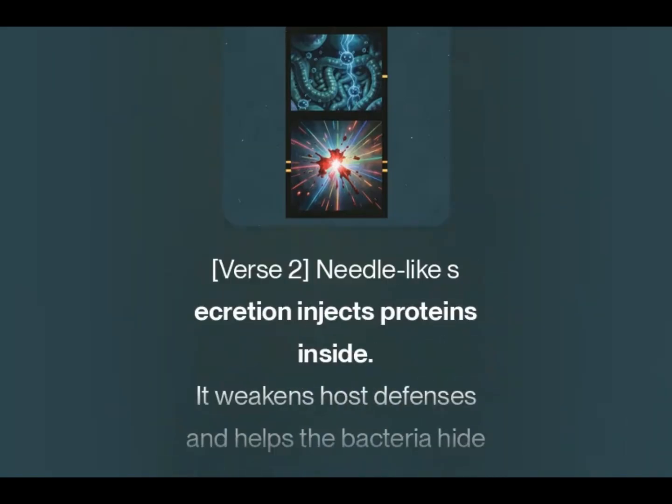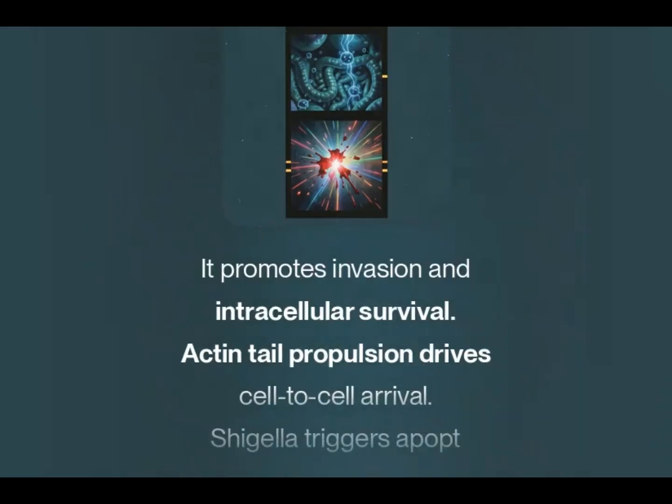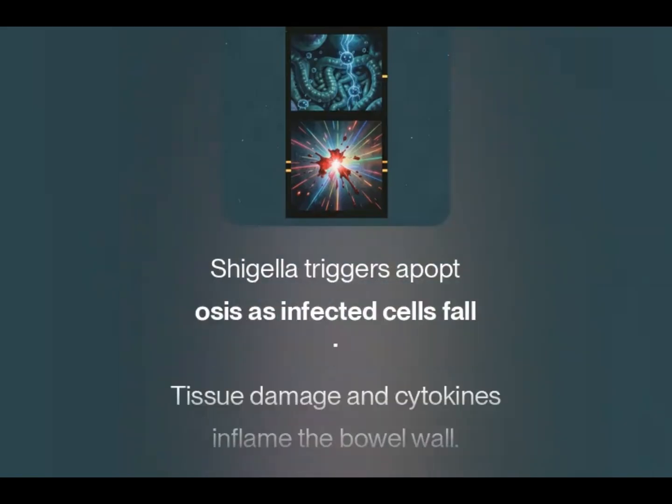Needle-like secretion injects proteins inside. It weakens host defenses and helps the bacteria hide. It promotes invasion and intracellular survival. Actin-tail propulsion drives cell-to-cell arrival. Shigella triggers apoptosis as infected cells fall.